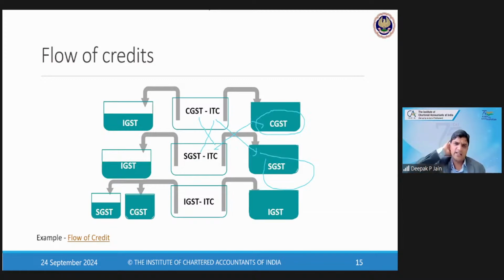We cannot settle CGST with SGST. You can, not the credit, you can utilize the CGST with the IGST liability. Credit you cannot set off.